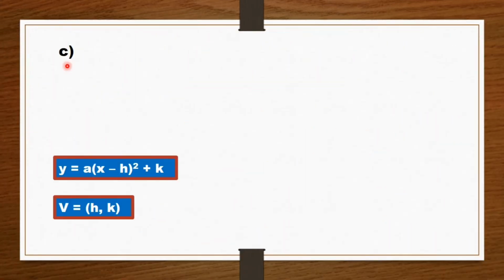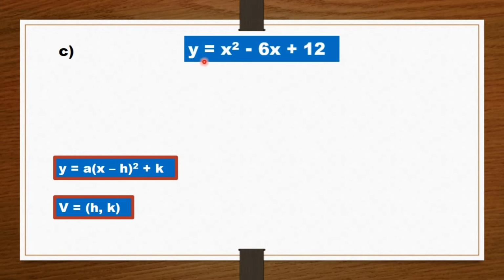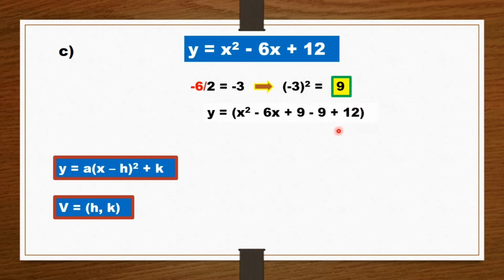Problem C. y is equal to x squared minus 6x plus 12. The x term coefficient here is negative 6. So we divide it by 2 and square it. So negative 6 divided by 2 is equal to negative 3. Negative 3 squared is equal to 9.